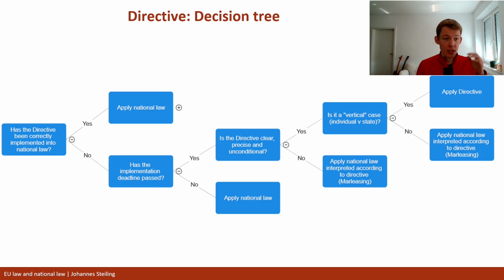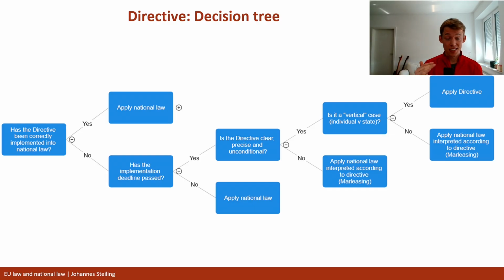Okay. So let's say the directive has not been implemented correctly and the implementation deadline has passed. So we have two criteria for direct effect. And now the third criterion for direct effect is that the provision we want to now apply in our case has to be clear, precise, and unconditional, right? And basically this is something that maybe you have to interpret, or in the end the ECJ would interpret this and would say if this directive provision is clear, precise, and unconditional.